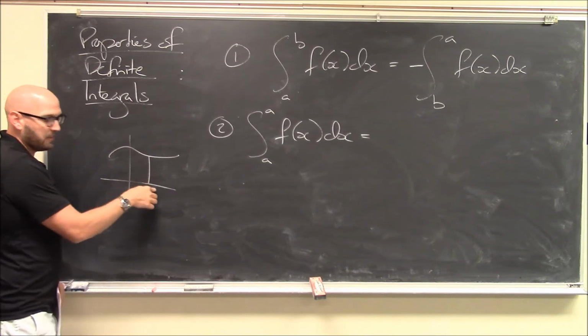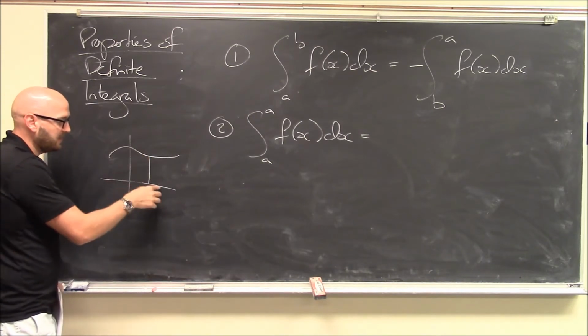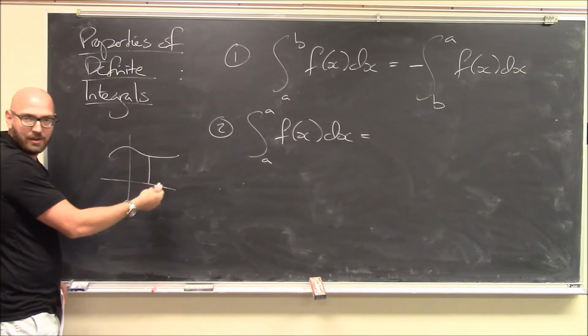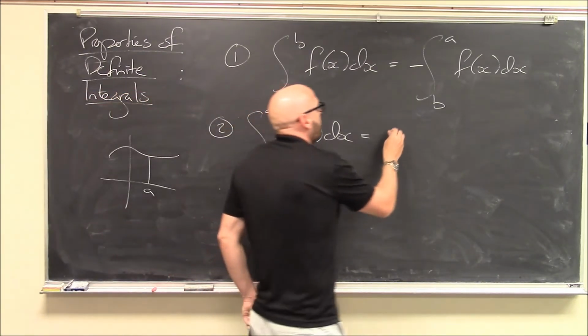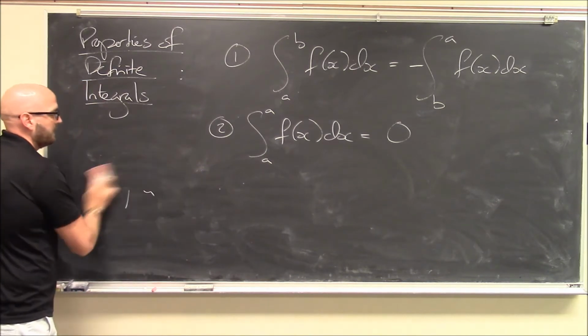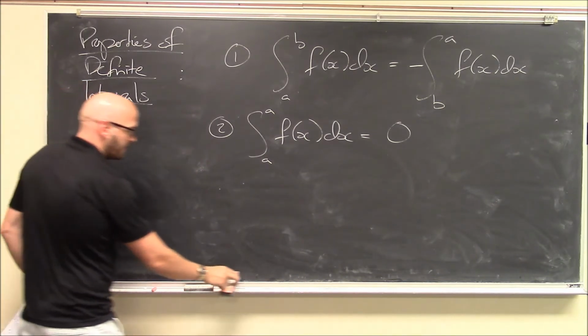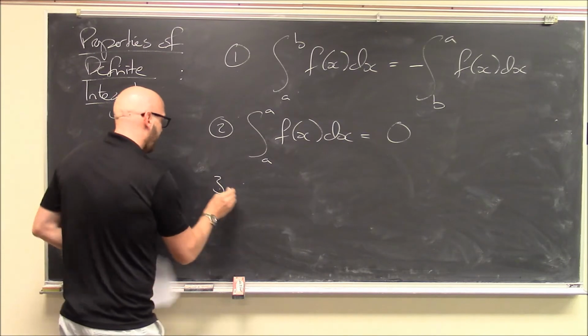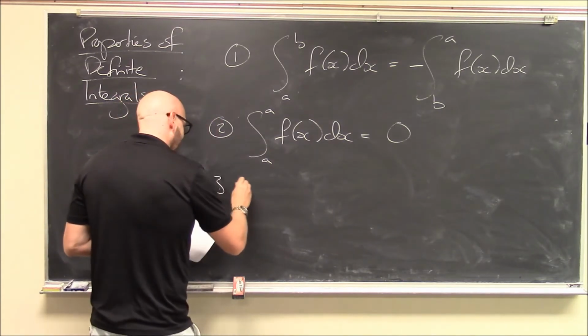You could see this geometrically. What's the area under this curve from a to a? Well, this has no width, so the area is of course just 0. Geometrically that must be true. So it's worth remembering: if your upper bound and lower bound are the same, the integral is automatically just 0. But this next one's a bit more interesting.